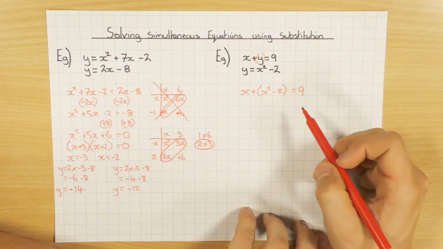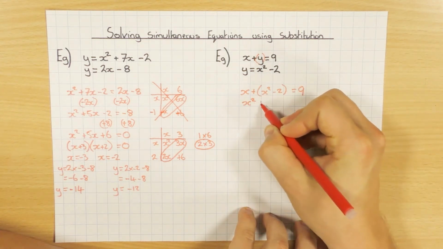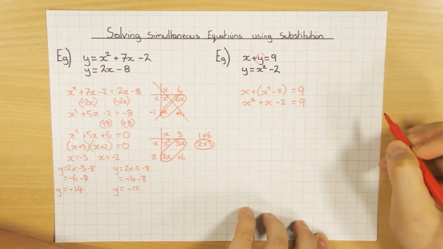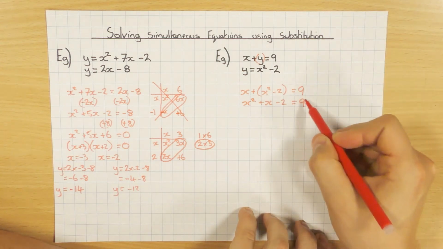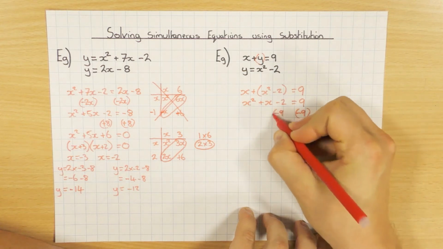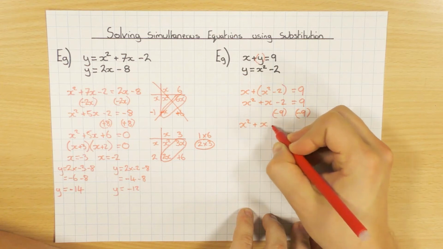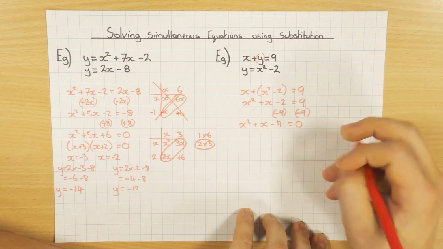I'm just going to rearrange this slightly, so I'm going to have my x squared first, then my x, then my minus 2, and then equal to 9, because I want it to look like a quadratic, and I'm going to solve it, so it needs to equal 0. So I'm going to minus 9 from both sides: x squared plus x minus 11 equals 0.